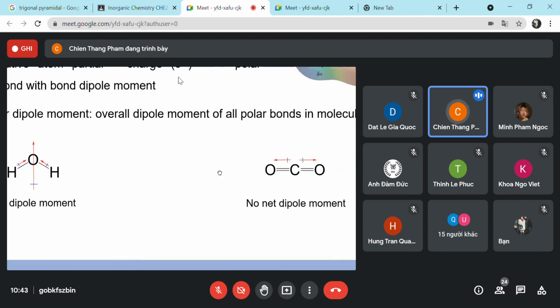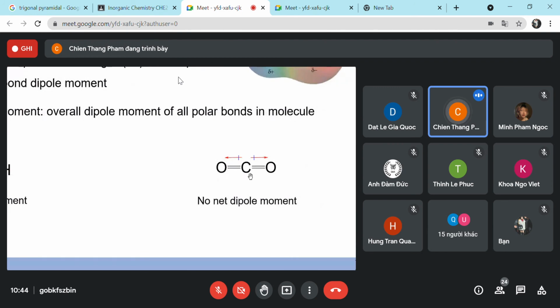Now let's consider another example, CO2, carbon dioxide. This is the structure of carbon dioxide. Each CO bond is a polar covalent bond, and the dipole moment here is from carbon to oxygen. However, in this case, because CO2 is linear, these two vectors cancel each other. It depends on the shape of the molecule. It means that the overall dipole moment is 0. So we say that CO2 is a non-polar molecule.